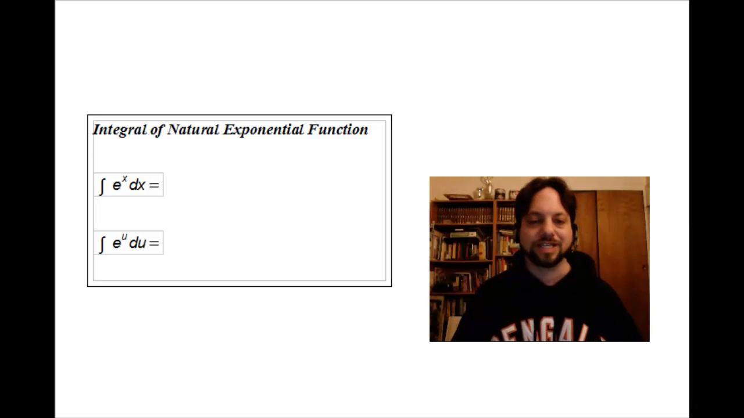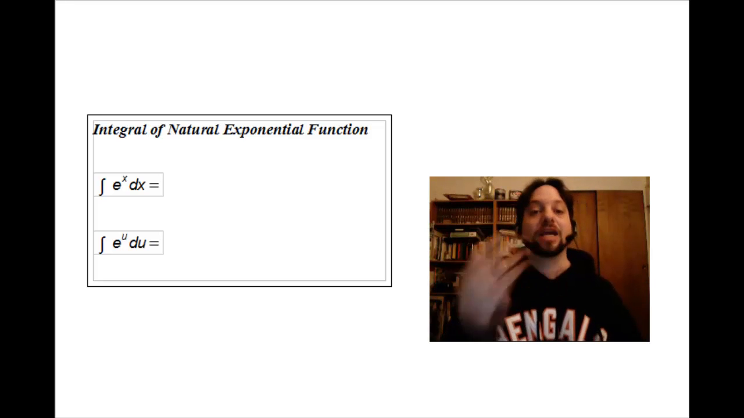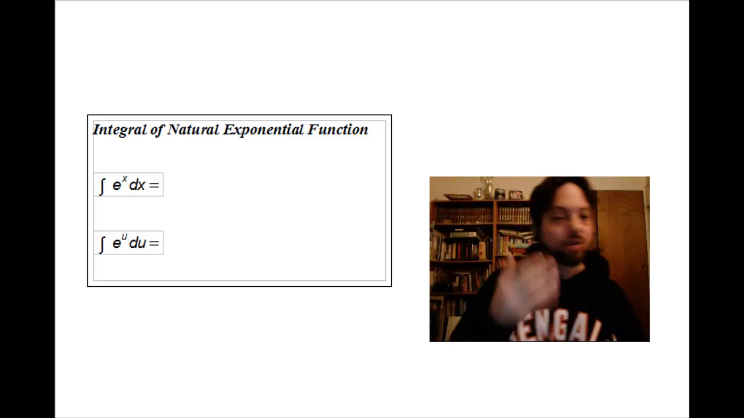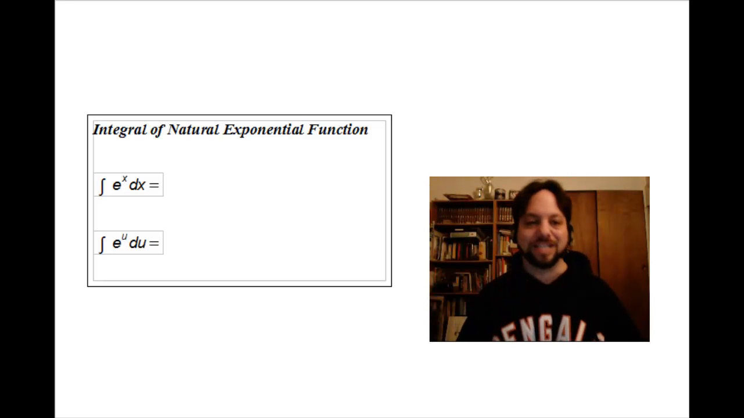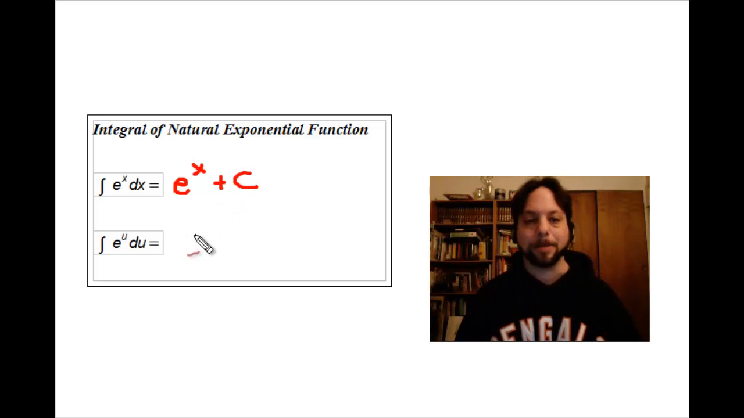So here we're going to discuss the integral of the natural exponential function. Think about this. If we know that the derivative of e to the x gives us e to the x, then what must the integral of e to the x give us? And that's our first little definition right here. The integral of e to the x dx is simply going to be e to the x plus our constant of integration. No big deal, easy as anything.